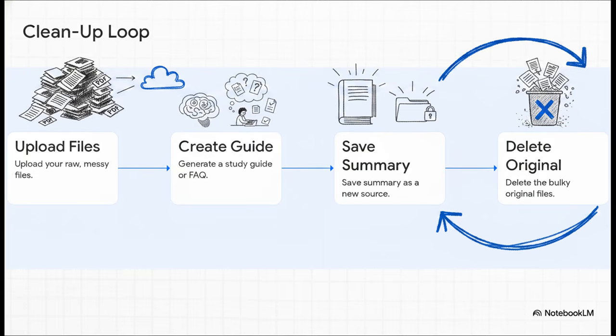Step 1, upload your raw files, like a massive 100-page contract. Step 2, force the AI to extract the absolute core value by creating a highly detailed study guide or FAQ. Step 3, save that clean, condensed summary as a brand new source. And Step 4, delete the bulky originals. You've just compressed a chaotic library into a razor-sharp handbook. Now your AI runs faster, thinks clearer, and gives you incredibly precise answers.